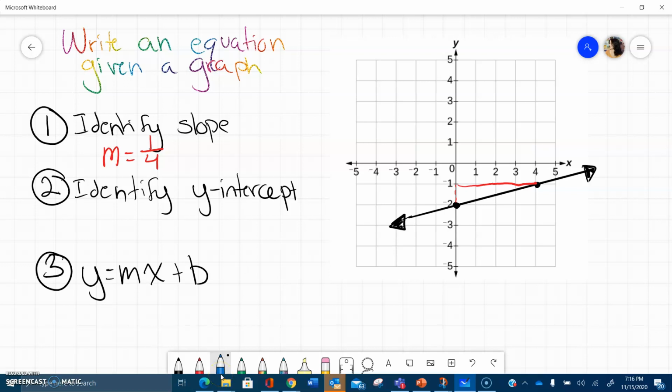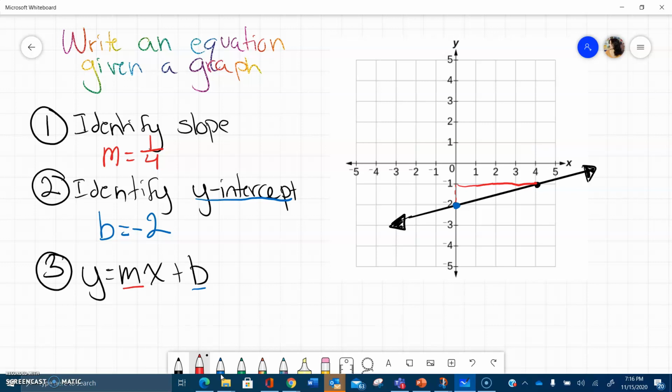Next, I need to identify the y-intercept. So the y-intercept is the point where the line crosses the y-axis. So that point is right here on the y-axis, which is b equals -2. We use the letter b to represent the y-intercept and m to represent the slope.